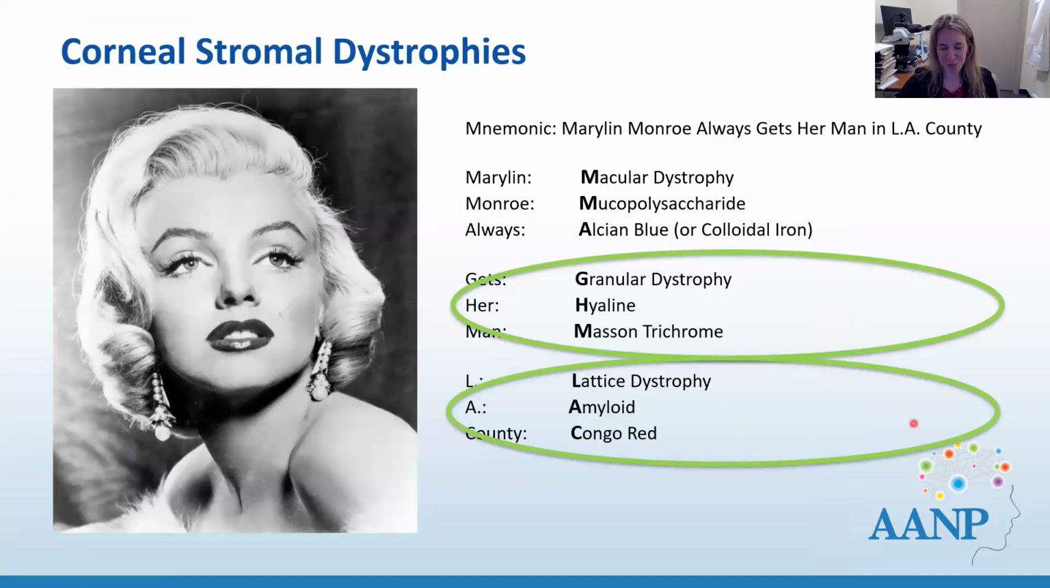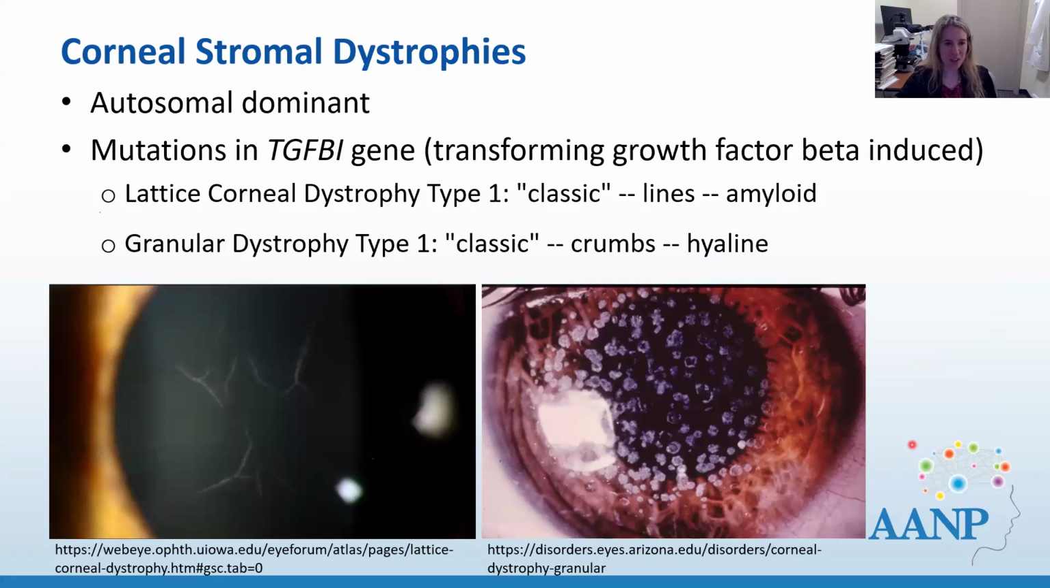So what's going on here? Our stains don't really line up. We're basically aligned with both granular dystrophy and lattice dystrophy. So let's think about that. There's actually an explanation for that. As I said, there are actually many corneal dystrophies. Corneal stromal dystrophies are autosomal dominant, and many of them are caused by mutations in the TGF beta I gene. Although it's the same gene, there are different mutations that end up causing different clinical and also histopathologic appearances.